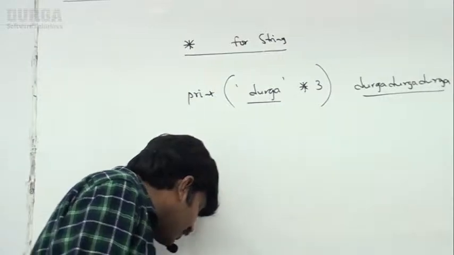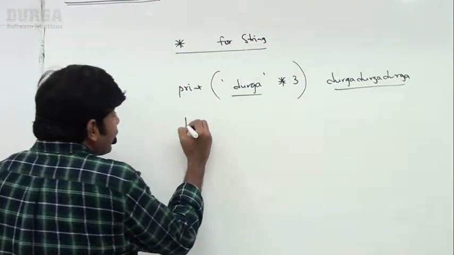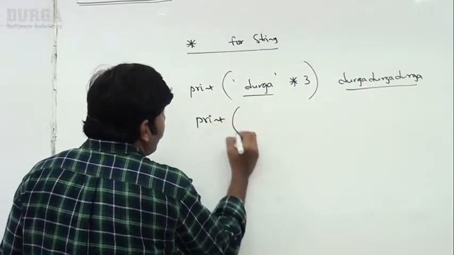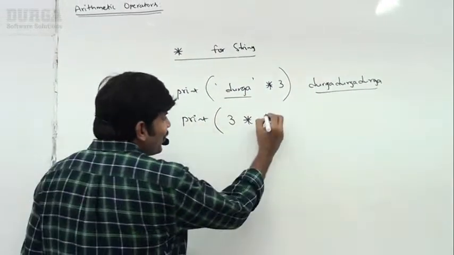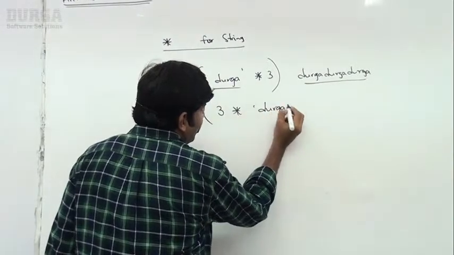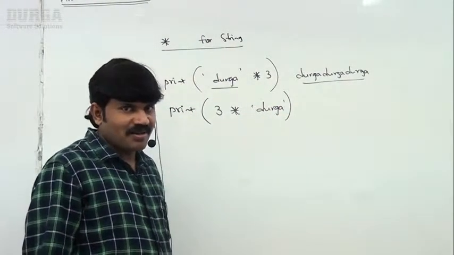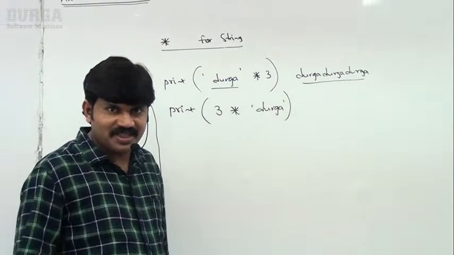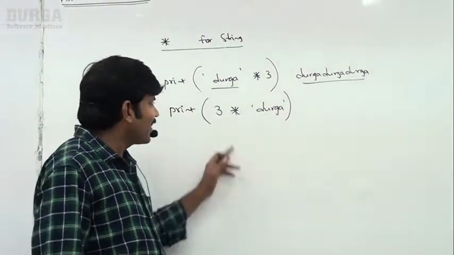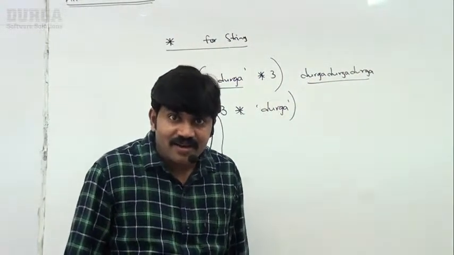Clear, right? Sir, I have one small doubt. Listen very carefully. If I take print of 3 * "Durga", can you please tell what the answer is? Your expectation is correct. Please just spell out what answer we are going to get. We are going to get an error.